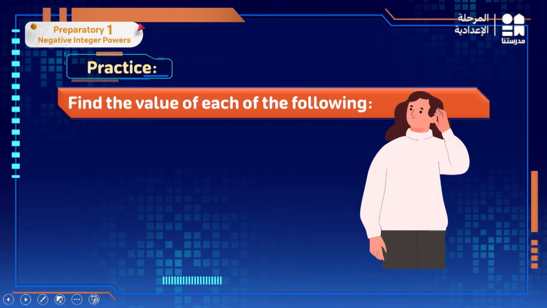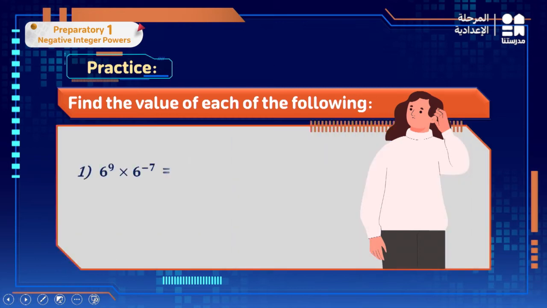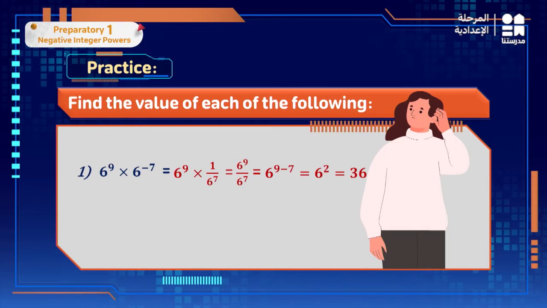Okay, practice. Find the value of each of the following. Number 1, 6 to the power of 9 times 6 to the power of negative 7. Okay, I said it's up to you to do it by any way. Add the exponents immediately or flip the negative power. I solve it here by flipping the negative power. 6 to the power of 9 times 1 over 6 to the power of 7. And in division, we will subtract the exponents, so it is 6 to the power of 9 minus 7, which is 6 to the power of 2, which is 6 times 6 equals 36.